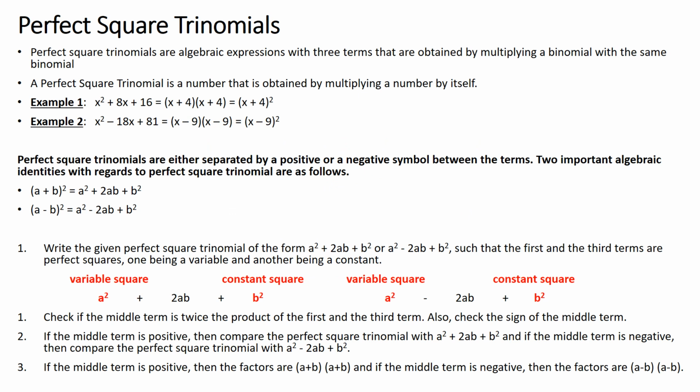Perfect square trinomials are basically when you have a binomial that is squared. For example, in example 1, I have the result of x plus 4 squared. Example 2, x minus 9 squared. If we multiply these out, such as through FOIL, we would get x squared plus 8x plus 16, which is the same as x plus 4 times x plus 4, or x plus 4 squared. Same as x minus 9 squared. That's simply x minus 9 times x minus 9, which, if you multiply it out through FOIL, you get x squared minus 18x plus 81.